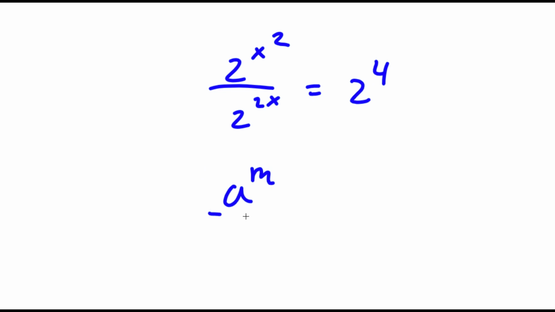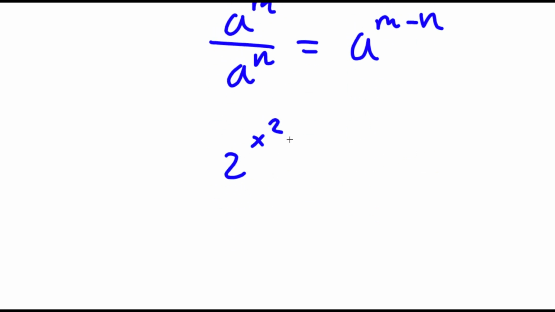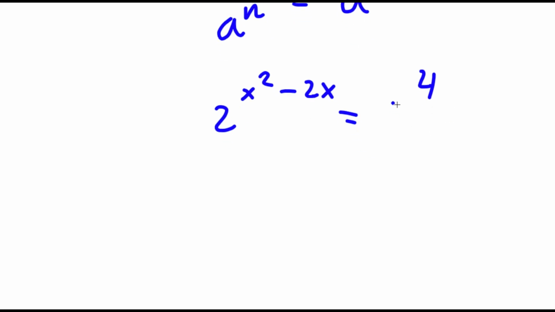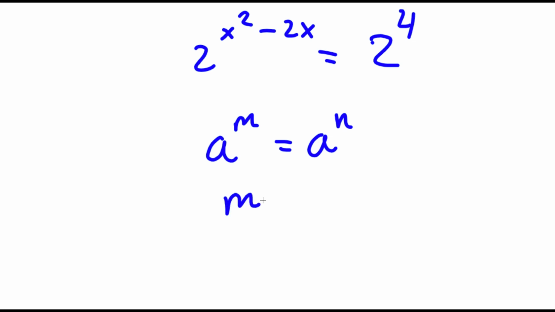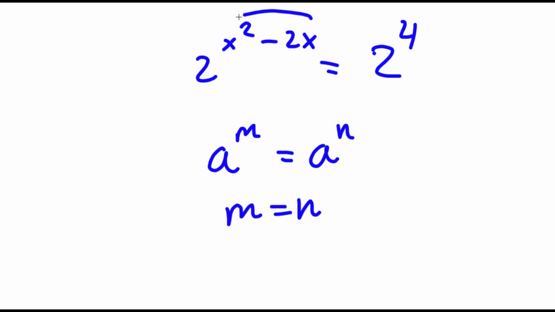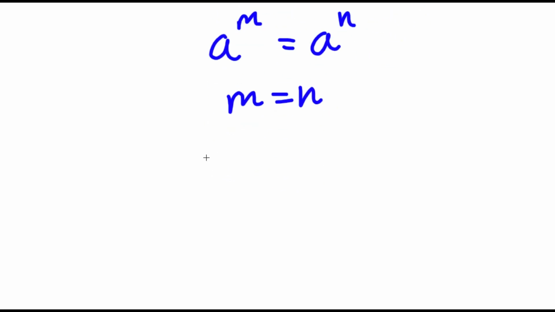Now, if I have something from a to the power of m over a to the power of n, this is equal to a to the power of m minus n. So now I have 2 to the power of x squared minus 2x is equal to 2 to the power of 4. Now, if I have something in the form a to the power of m is equal to a to the power of n, this means that m is equal to n. So in this case, x squared minus 2x, which is m, is equal to 4. So I have x squared minus 2x is equal to 4.